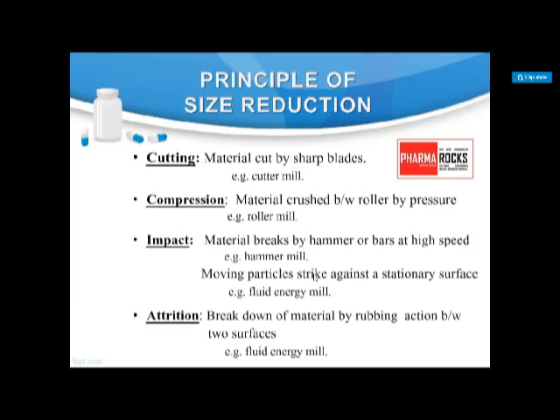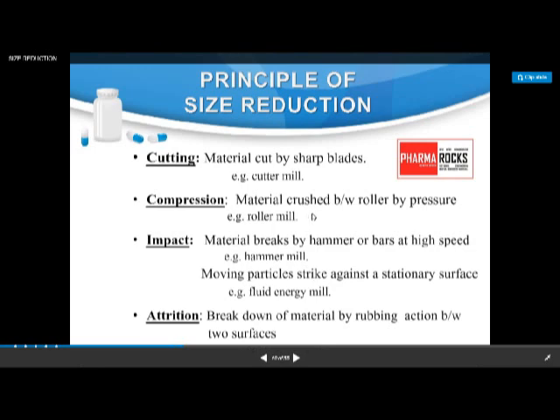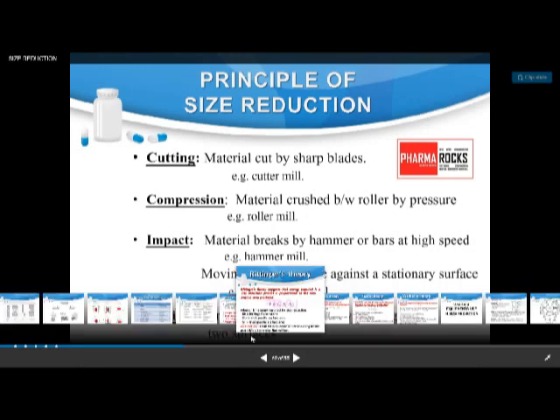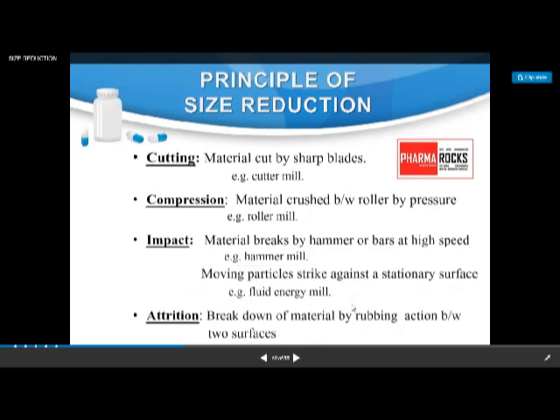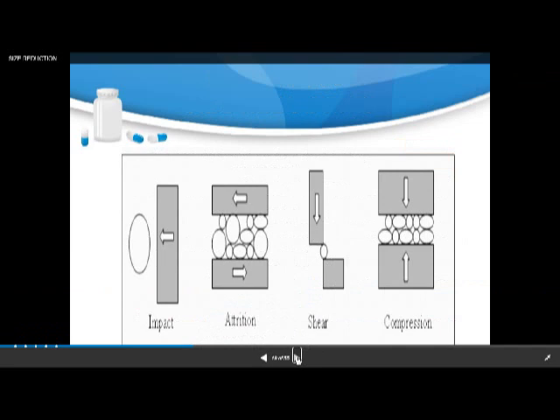The next is attrition. Attrition is breakdown of the material by rubbing action. That is called attrition, by rubbing between 2 surfaces. 2 surfaces are going to rub on each other, and between those 2 surfaces the material is going to crush. Now see what is the difference between attrition and compression. In case of compression, pressure is applied, and in case of attrition, the 2 surfaces are in a moving stage.